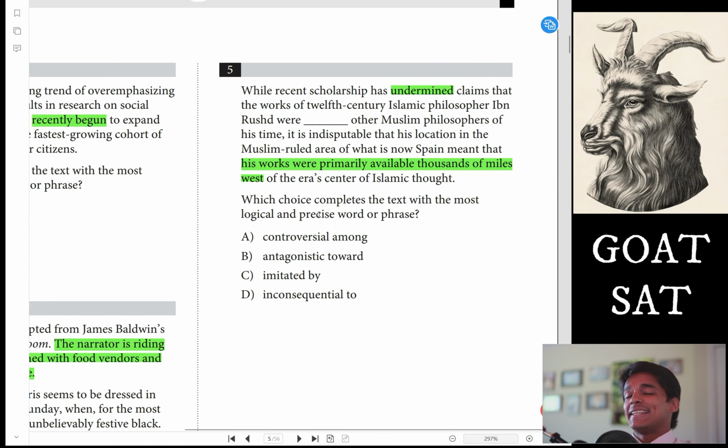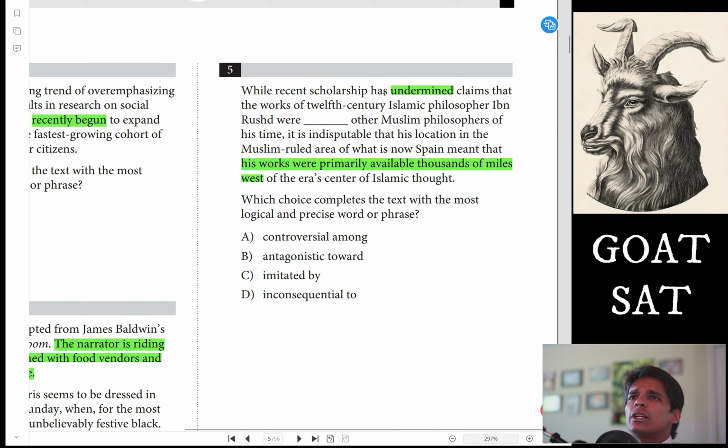Okay, this is another one where it was actually kind of tricky for me because this is more about logic than knowing what the meaning of the words are. I think most people know these four words: controversial, antagonistic, imitated, and inconsequential. But really here we're trying to frame an argument. That's really what this type of question is about. So, recent scholarship. Anytime you see this type of thing, just insert in your head scientist or historian or doctor, whatever it is.